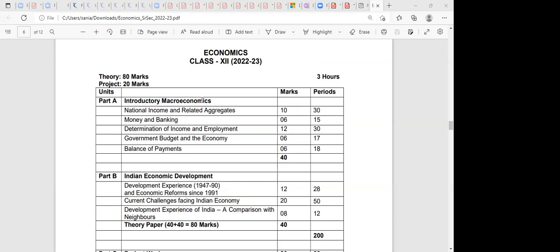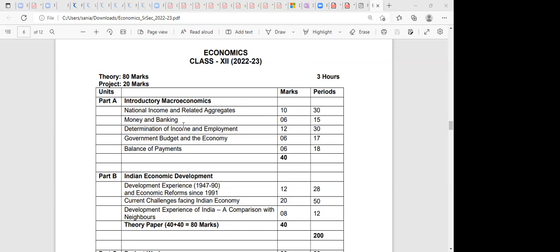Now, what is macroeconomics? First, we are going to study national income and related aggregates. What is national income? National income is basically whatever the country is earning, right? Related to that, we'll be studying how you're going to calculate it, all that. That will be for 10 marks.